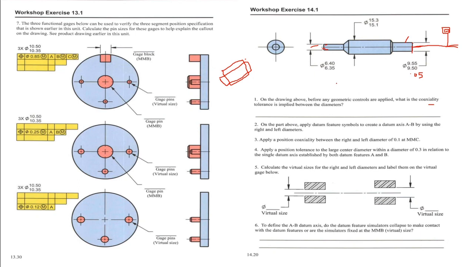and the same here, the 0.05, and I can say it's 0.2 here on this diameter. Then on the part above, apply datum feature symbols to create a datum axis A and B by using the right and left diameters. So here the same, the central axis is the datum A.